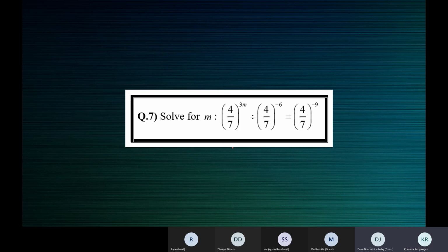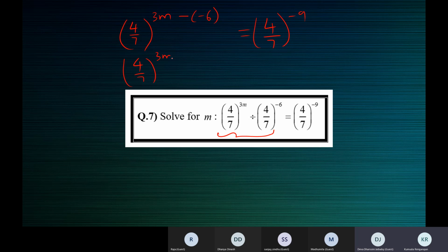In the left hand side, the common base is 4 by 7. It's division, so we have to subtract the powers. This is the first power, this is the other one. Write the other side, RHS, as it is: 4 by 7 to the power minus 9. Now here you get 4 by 7 to the power 3m plus 6 is equal to 4 by 7 to the power minus 9.